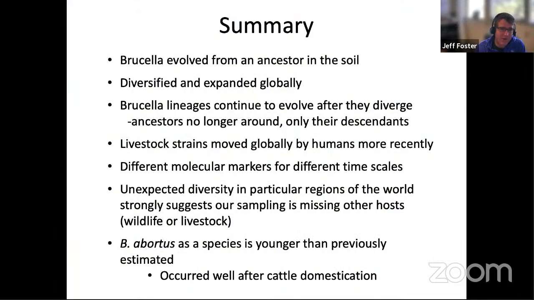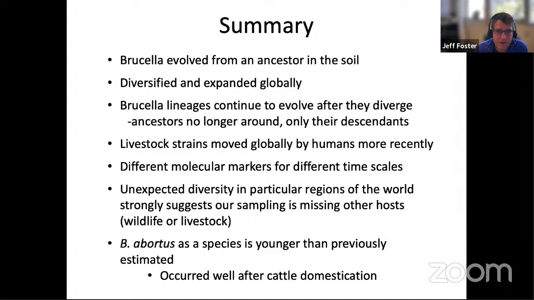And so a quick overall summary, and then I'll take questions. I imagine I skipped various parts that you want to hear more about. But Brucella evolved from an ancestor in the soil. All of its relatives are in the soil, and it's lost many of the adaptations. I didn't go into this in a lot of detail, but it's lost many of the adaptations that are associated with living in the soil, and has developed a bunch of different adaptations that allow it to survive as an intracellular bacteria within vertebrate hosts.